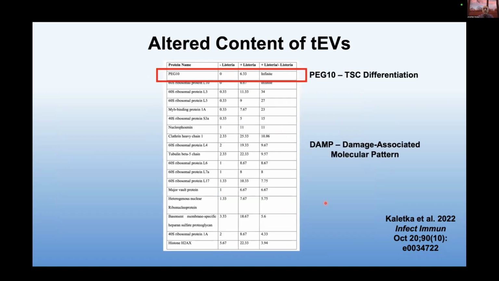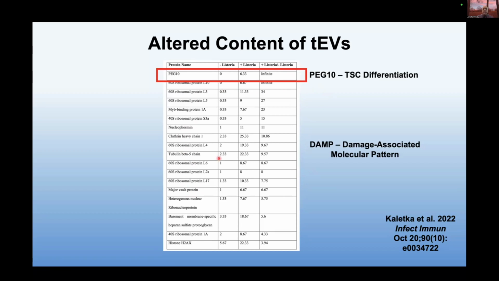Now we looked at the protein content of these. PEG-10 was upregulated in EVs from infected TSCs. PEG-10 is a TSC differentiation factor. But the main thing we saw were many ribosomal proteins and also nuclear proteins, and those are a sign of damage-associated molecular patterns, so DAMPs.